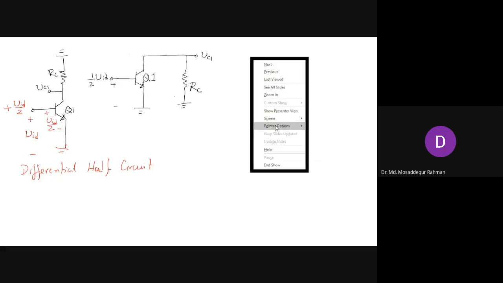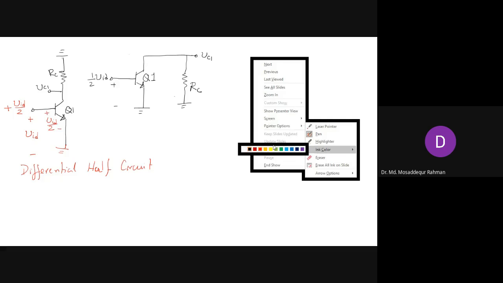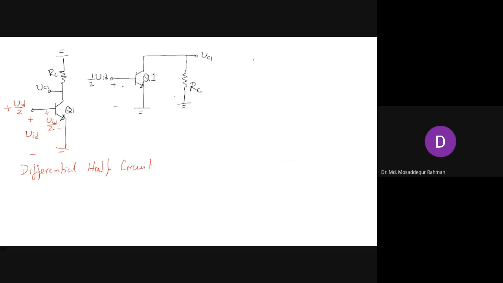And the different circuit parameters that we have here are the input resistance, which we call Ri, and from here we call it the output resistance. So this is the input and output resistance for this differential half circuit, not the differential amplifier. The differential amplifier input and output resistance will be twice of this, because there are two transistors, right?